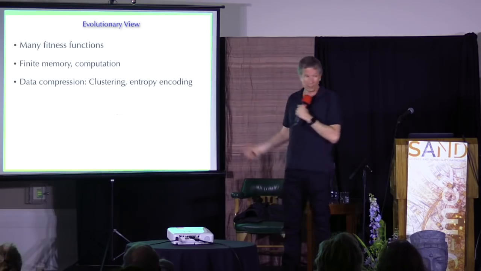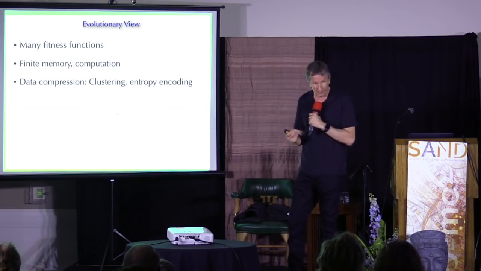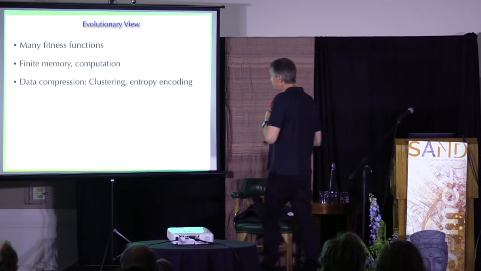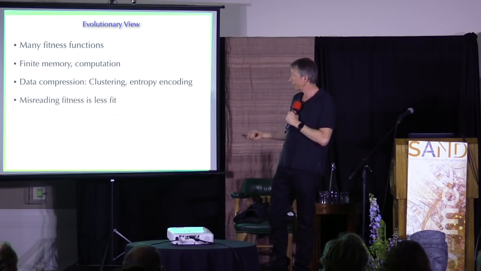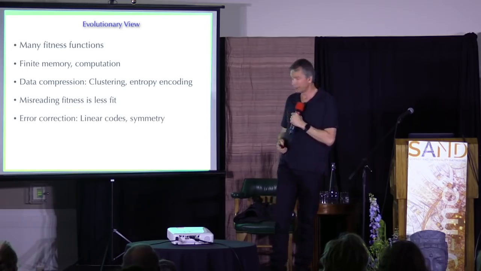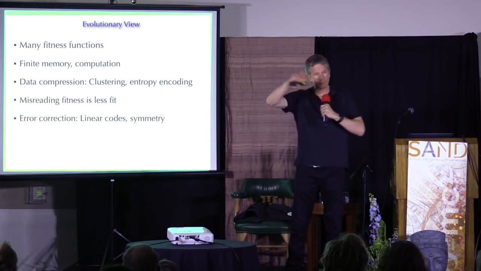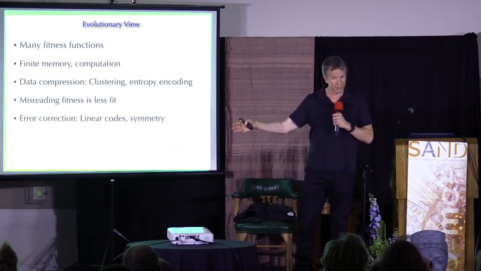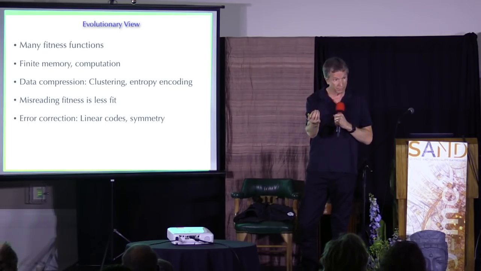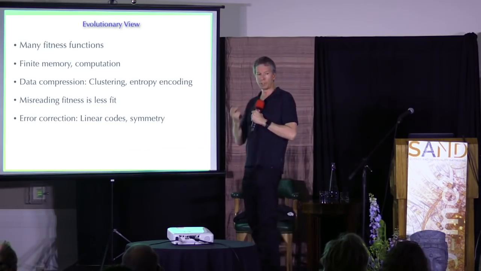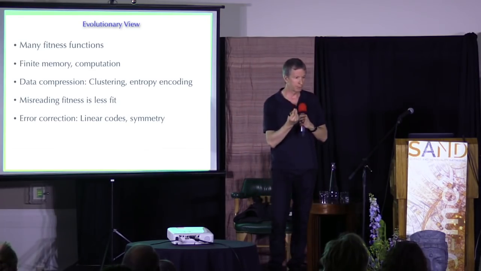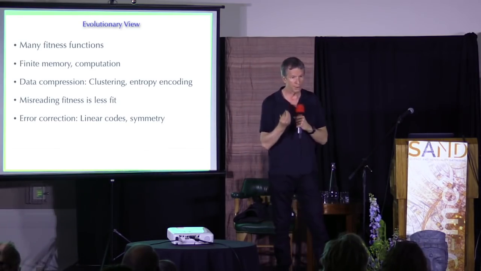So the idea then is our perceptions are all about data compression and error correction. We're trying not to misread fitness, so we have error correcting codes. This is going to lead to the redundancy of space and the fact that you can't store information into volumes. It's also going to lead to symmetries. Whenever you have error correcting codes, symmetry, group theory, and symmetries are the heart of it.